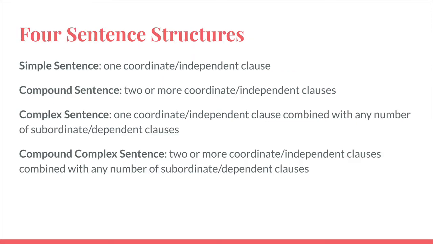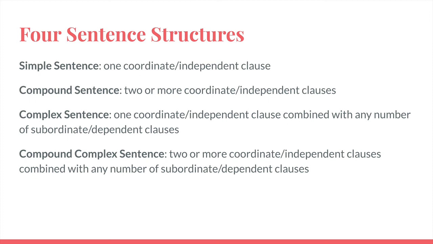So to recap, the 4 sentence structures that you can create once you are empowered by the knowledge of clauses and what clauses can do are the following. You can create a simple sentence, which is 1 coordinate or independent clause. You can create a compound sentence, which is 2 or more coordinate or independent clauses. You can create a complex sentence, which is 1 coordinate or independent clause combined with any number of subordinate or dependent clauses. You can put those subordinate, dependent clauses all over the place, and as long as there is only 1 coordinate clause, you have a complex sentence.